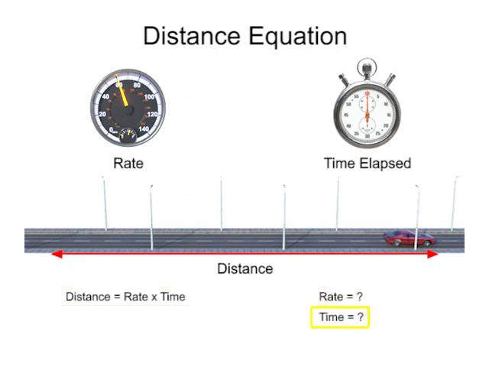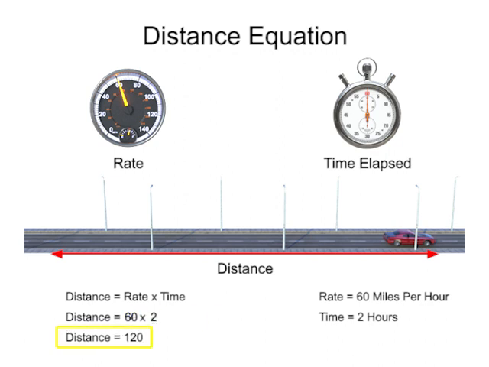If the rate and time are known, we can use the relationship between them and the distance traveled, or the distance equation, to determine the value of the distance. For instance, if a car is traveling at 60 miles per hour for 2 hours, we can substitute these values into the equation and solve for the distance. 60 times 2 equals 120, so the total distance traveled is 120 miles.